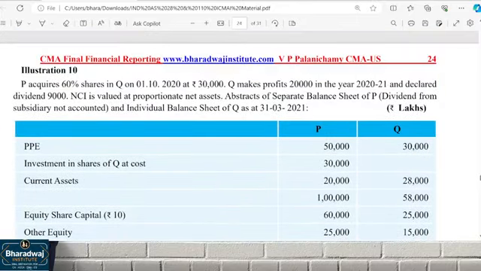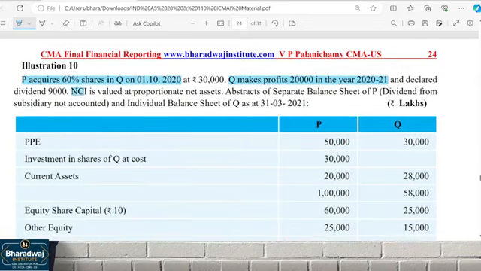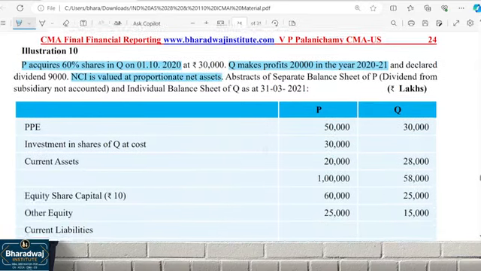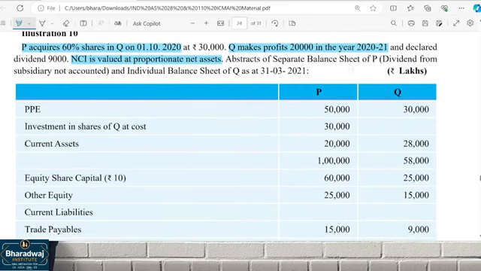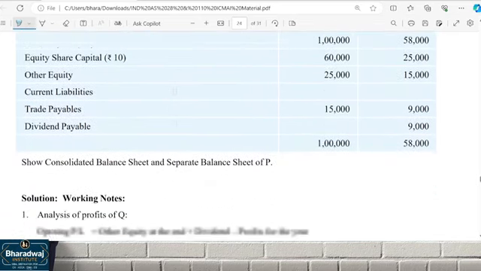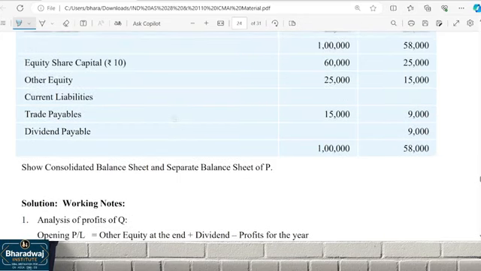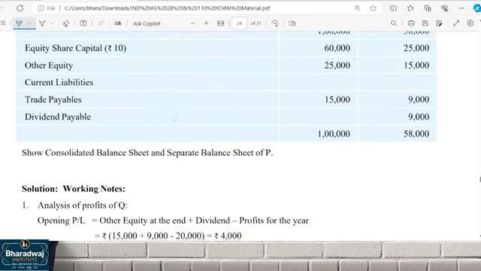P Limited acquired 60% of shares on 1/10/2020, at how much? 30,000. Q Limited made a profit of 20,000 during 2021 and declared a dividend of what? 9,000. NCI is valued based on fair value and net assets. Please remember, in the balance sheet, the dividend from subsidiary is not accounted so far. Individual balance sheets of P and S are given to us.